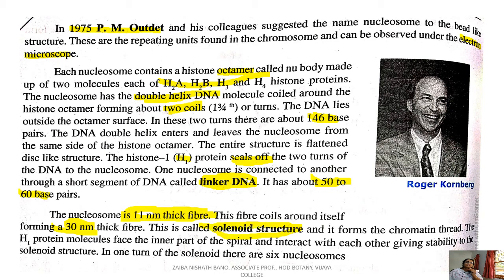The H1 protein molecules face the inner part of the spiral and interact with each other, giving stability to the solenoid structure. What do you mean? When you had two arms of the chromosomes, the H1 protein is towards the inside of those two arms, thereby giving stability to the entire chromosome which had two chromatids. In one turn of the solenoid, there are about 6 nucleosomes. So is this clear?